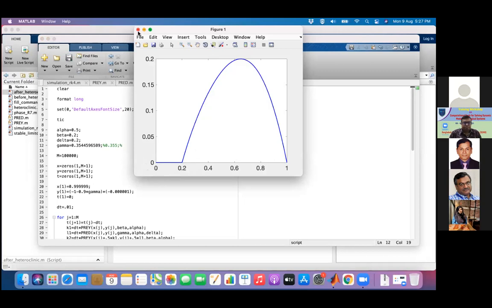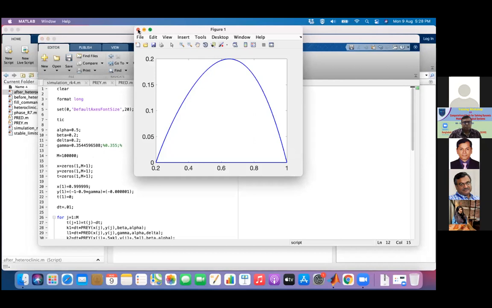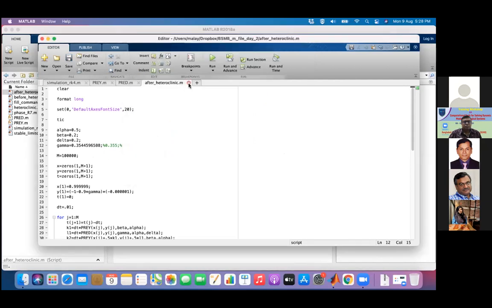And finally, just for a quick recapitulation, if you ask how I have obtained this value, I have already explained in the previous program: 0.35, then 0.354, then 0.3544, and so on. In this way, I collected all the values and ultimately got that kind of picture. So that is one thing.